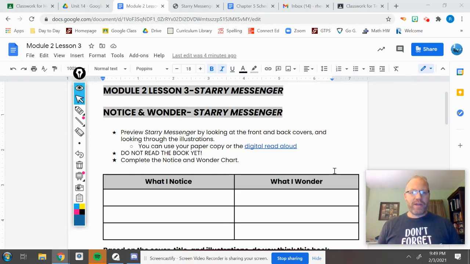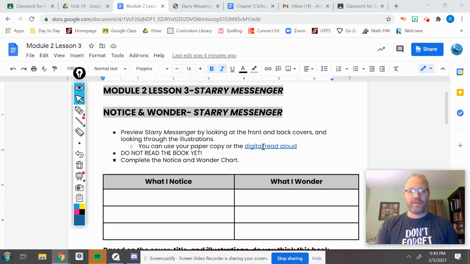Today we are going to be reading a new book called Starry Messenger. So we're going to start off with reading on Module 2, Lesson 3, and we're going to preview the front and back covers of the book while looking at all the illustrations or pictures that are in the book. We're not going to be reading the book just yet. We're just going to be looking at it.